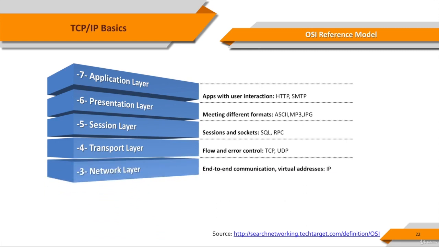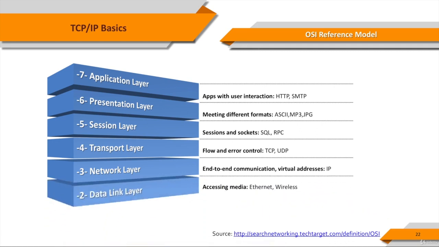Layer 3, the network layer. This layer handles the addressing and routing of the data, sending it in the right direction to the right destination on outgoing transmissions, and receiving incoming transmissions at the packet level. IP is the network layer for the Internet.